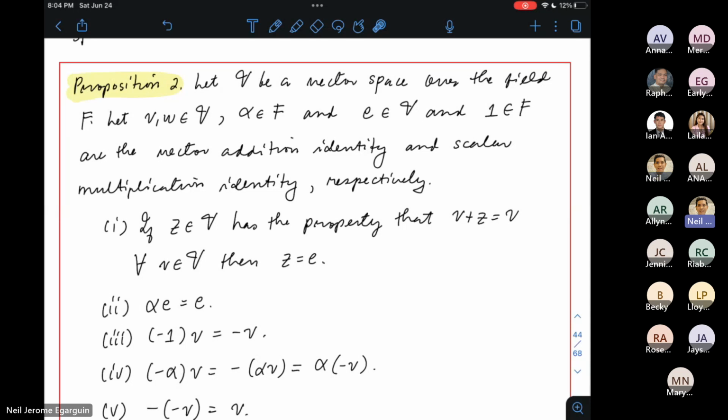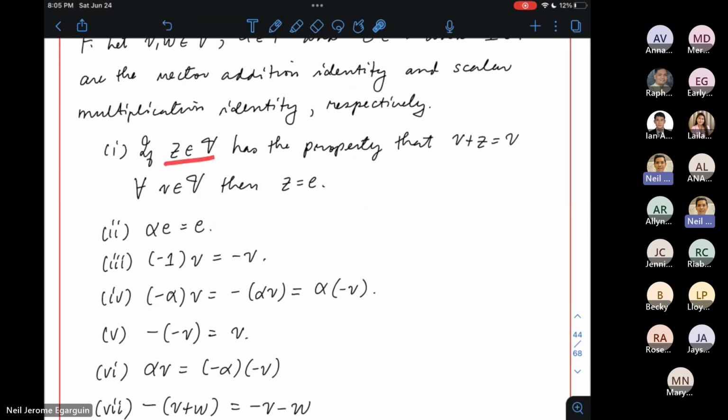Now, property number 1 is: if Z is a vector that has the property V plus Z equals V for all elements of V, then Z must be the identity. So essentially, this is just telling us that the identity is unique.